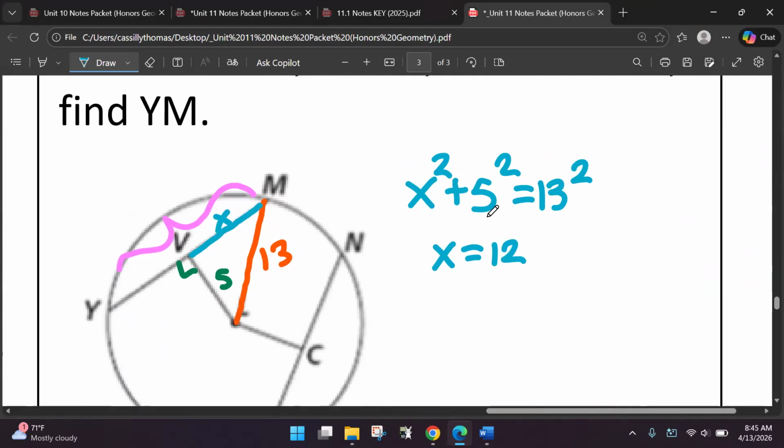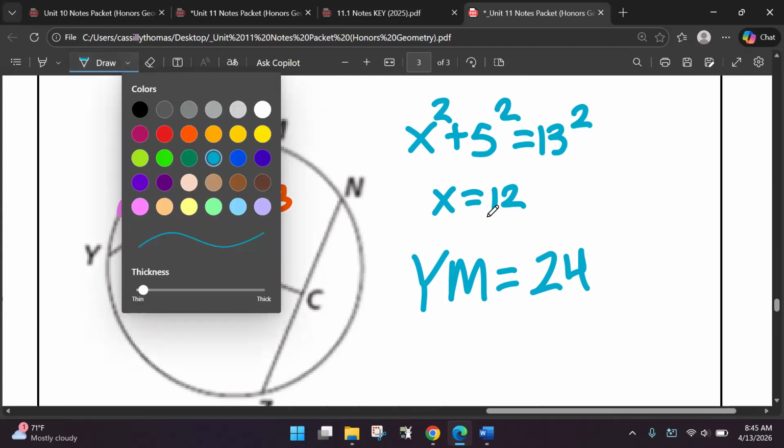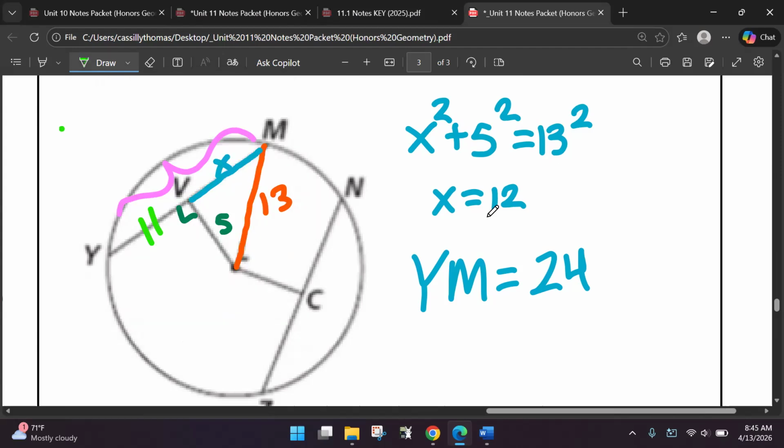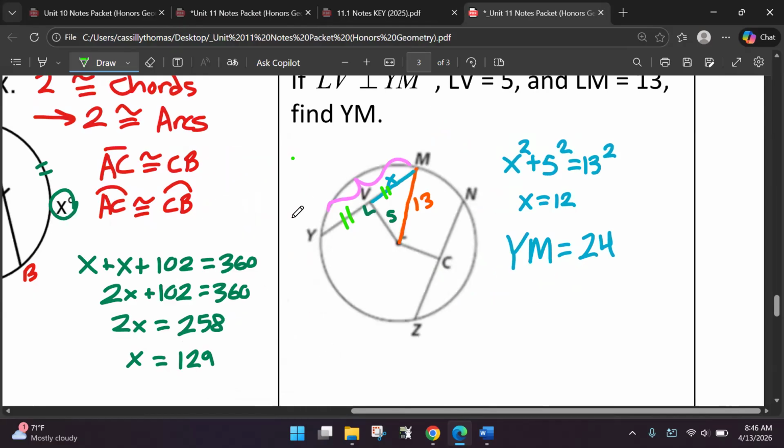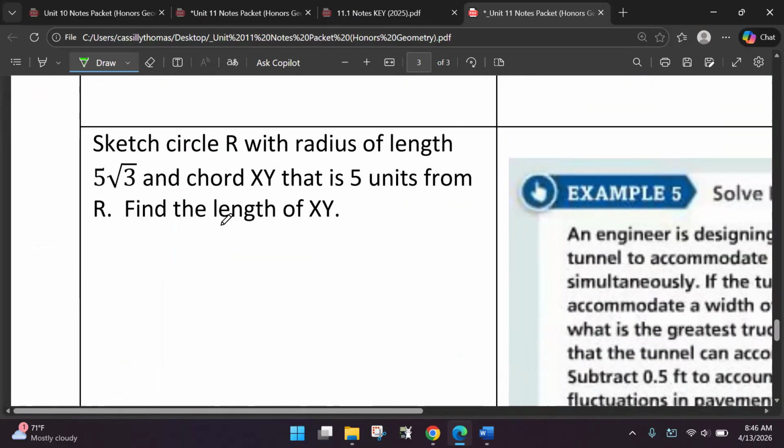We've done that a few times now. All right, so if x is 12, just double it, and that will give us YM. YM equals 24. I really should have done that in pink, but that's okay. So YM is 24 because these two segments here are congruent. All right, and that one's done. And I believe we just have two more. All right, sketch a circle R with a radius of length 5 square root of 3 and a chord XY that is 5 units from R.